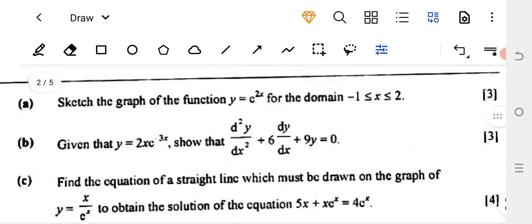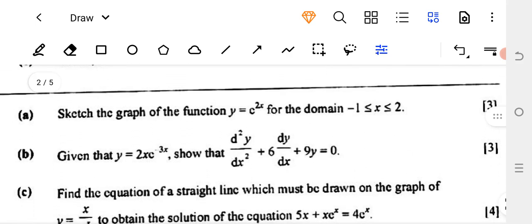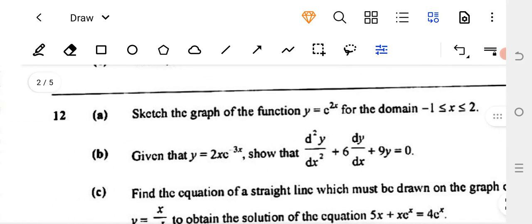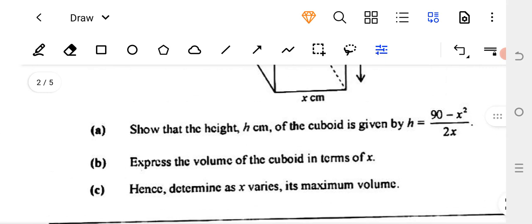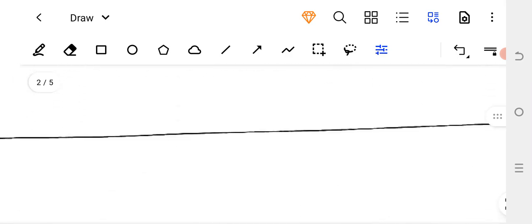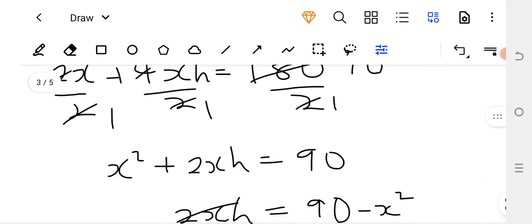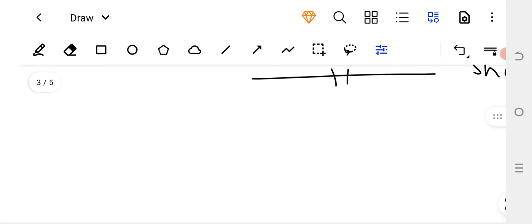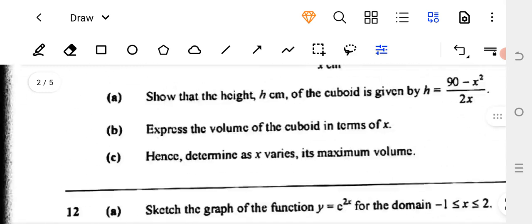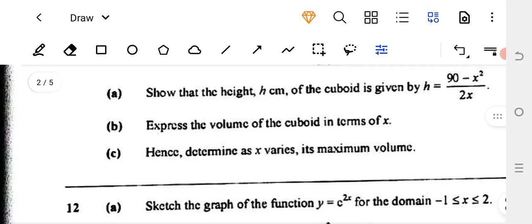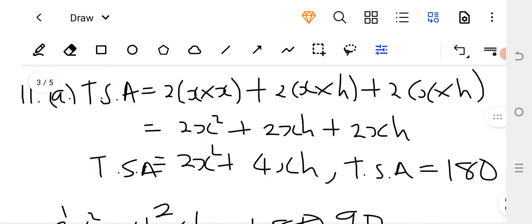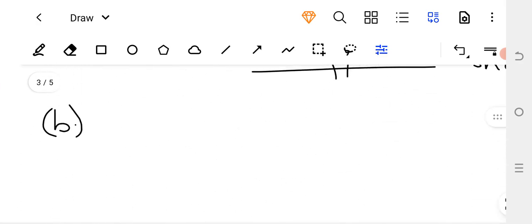Then we go to part question B, right? Given that, question 12: express the volume of the cuboid in terms of x. This one is only 3 marks, just because of how simple it is. So B. Look at the language, in terms of x. The volume of the cuboid shouldn't have anything to do with h.